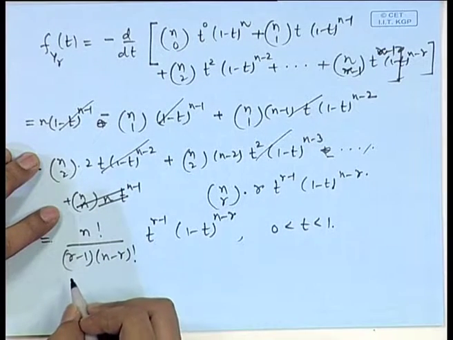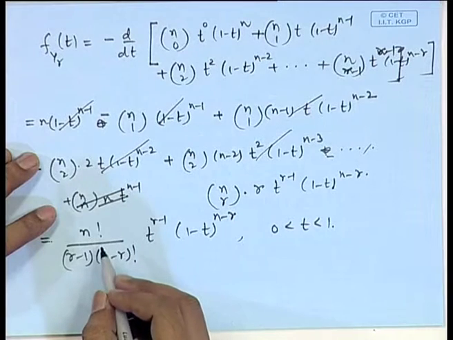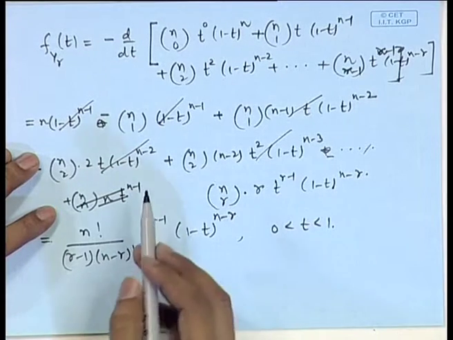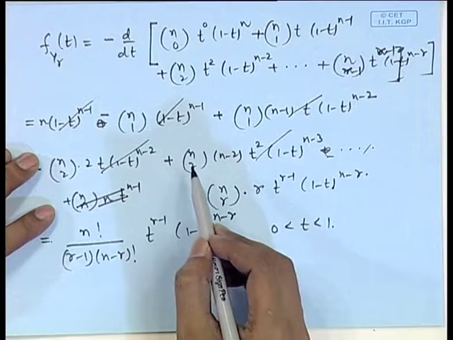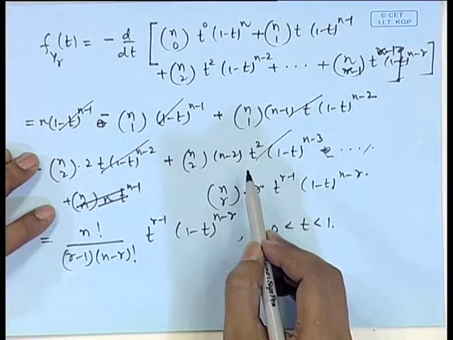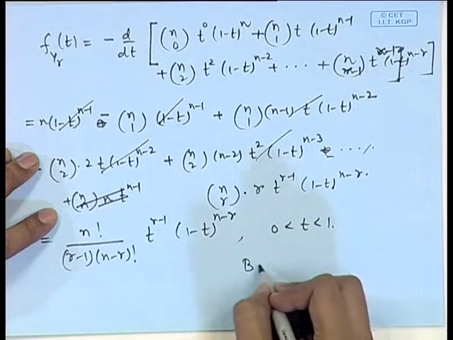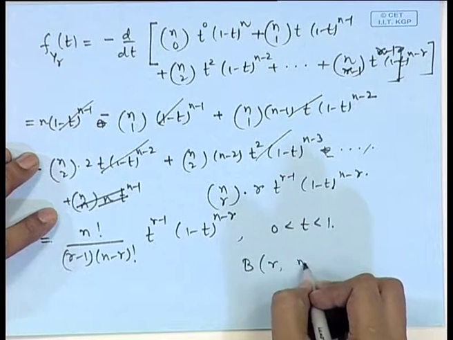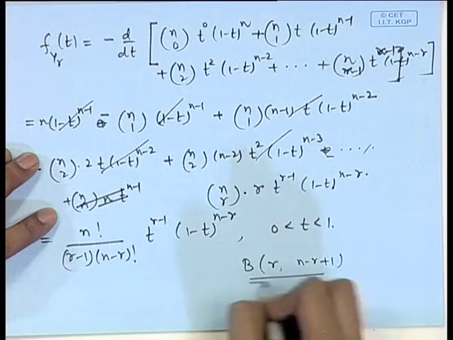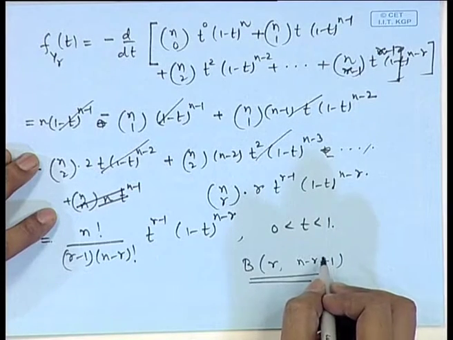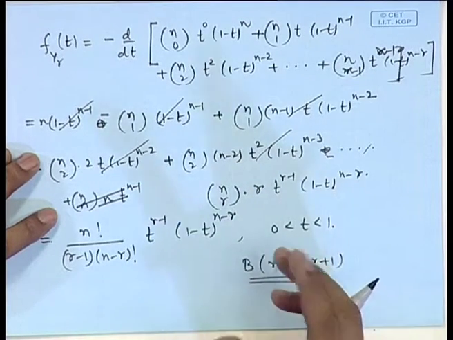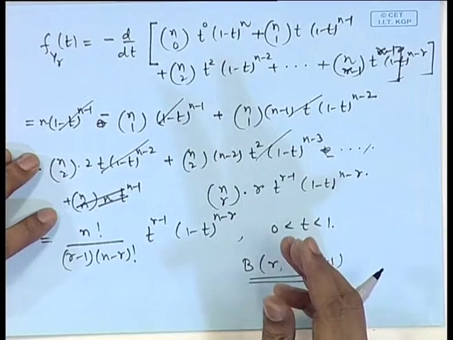This is because of the cancellation of all the terms after the nCk into n minus k, and that is the same as nC(k plus 1) into k plus 1. This is nothing but the beta distribution with parameters r and n minus r plus 1. So, this beta distribution arises in sampling from a uniform distribution, as the distribution of the rth largest.